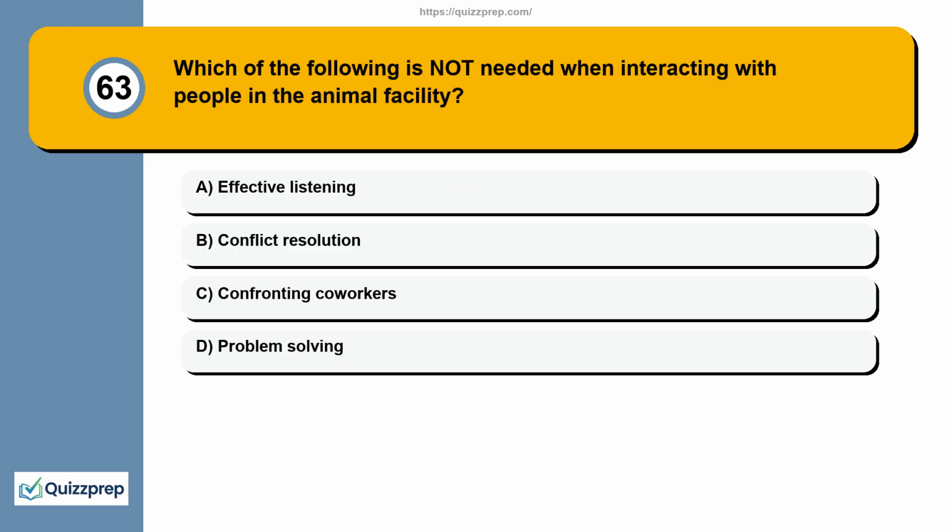Question 63. Which of the following is not needed when interacting with people in the animal facility?